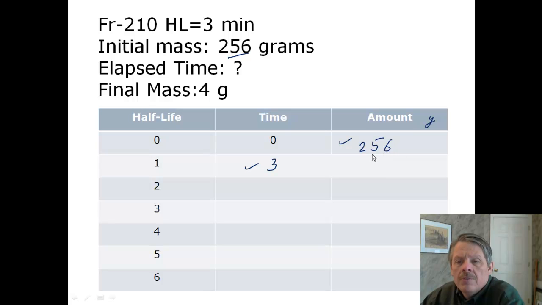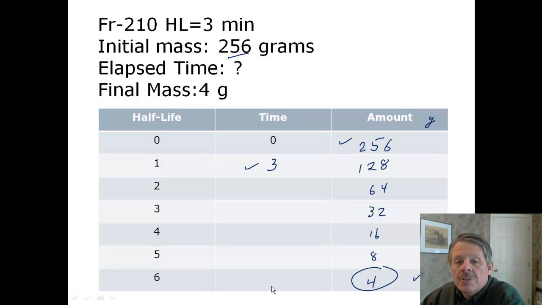So what I have to do is work my way to that number by doing half-lives. Well, every half-life, half of it goes away. So half of 256 is 128, then 64, then 32, then 16, then 8, then 4. Oh, well, here I am. There we go. That's our final amount.